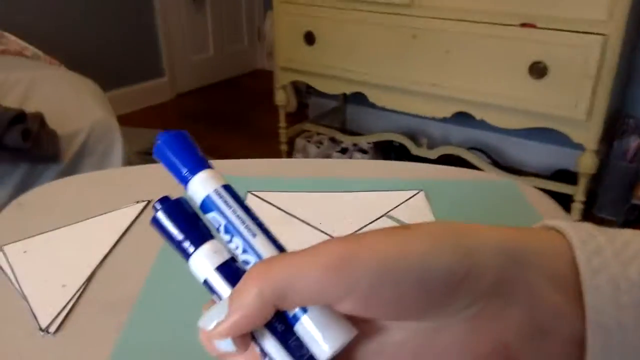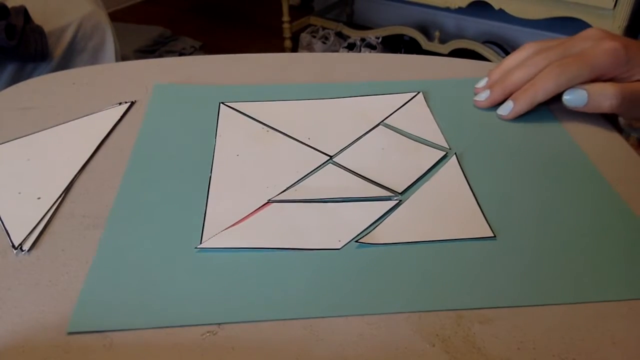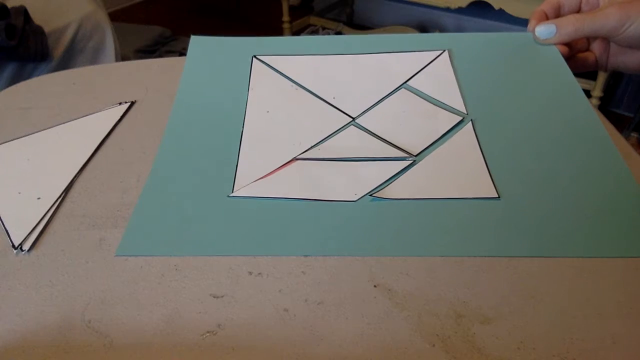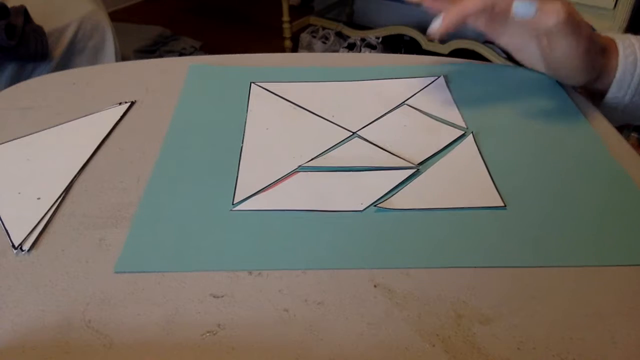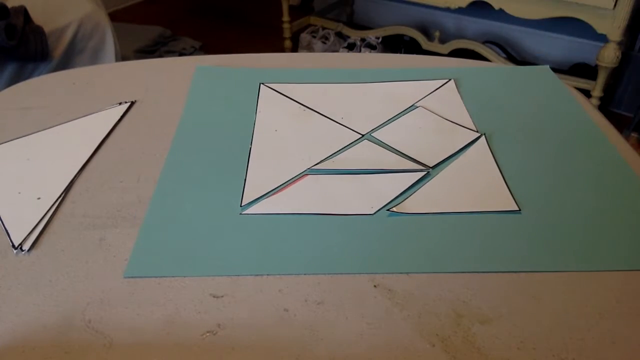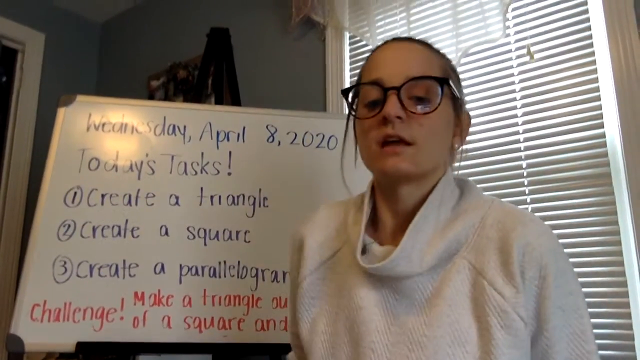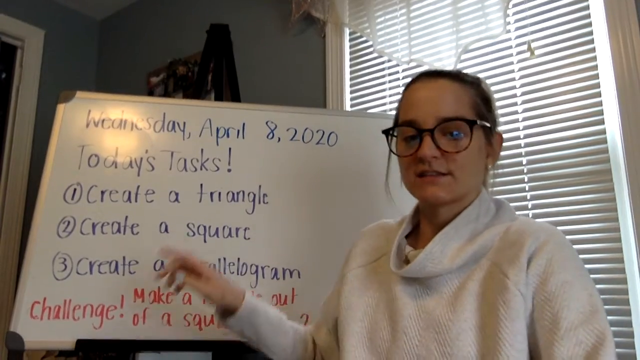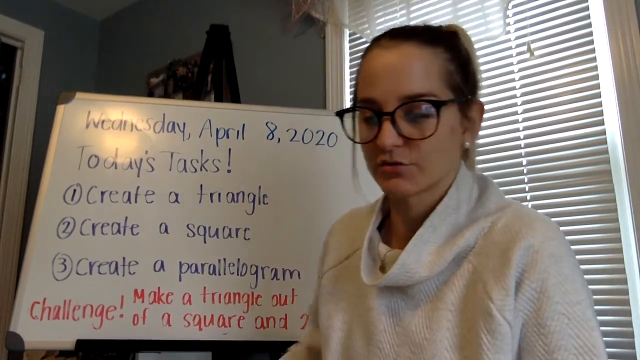So when we started, the tangram looked like this, okay? It had all the different parts, okay? And so today, our tasks are going to be to use these two triangles to make a shape. So let's come back up here and get this situated. So today's tasks are to create a triangle, a square, and a parallelogram, and then we'll see if we get to the challenge, okay?